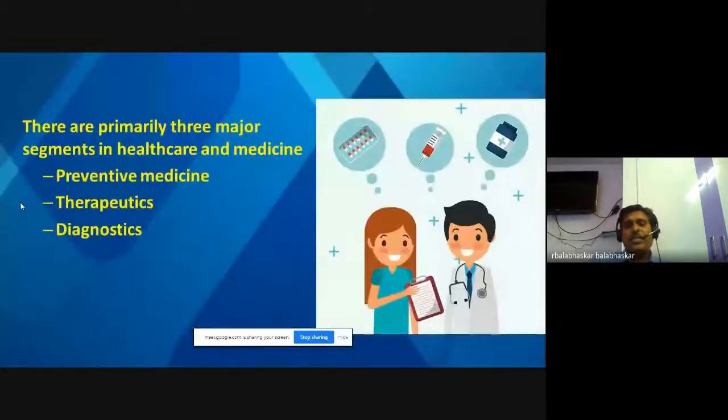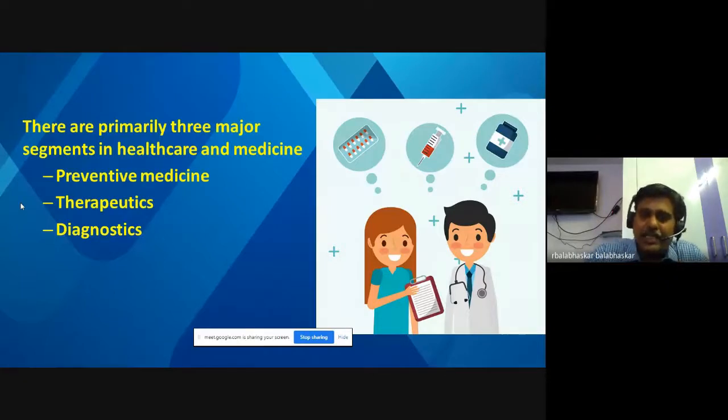So when you talk about the healthcare industries, since we are in the laboratory diagnostics, I would be focusing more on the healthcare with respect to laboratory diagnostics, wherein we talk about three major segments in healthcare and medicine. There are three types. One is going to be the preventive medicine, the other one is therapeutics, and the other one is diagnostics.